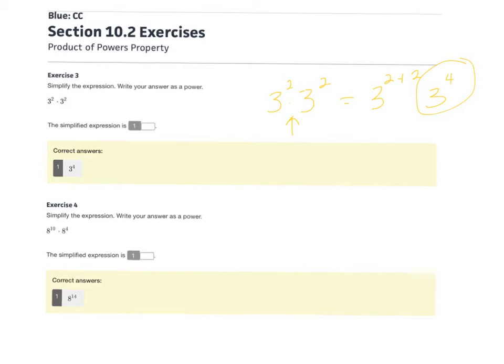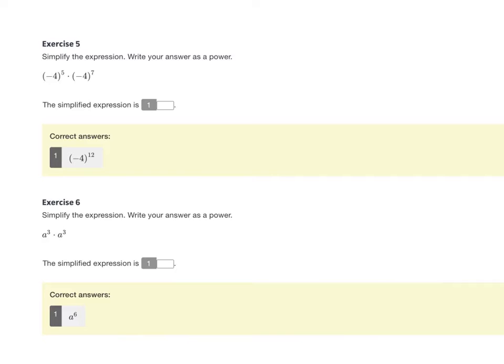Number 4, 8 to the 10th times 8 to the 4th. Same thing. Our base is the same, and we're using multiplication, so this is going to be 8 to the 10 plus 4, which is going to be 8 to the 14th. Exercise 5 is going to be the same rule. The base is the same, and we have multiplication, so this is going to be negative 4 in parentheses to the 5 plus 7, which is going to be negative 4 to the 12th.